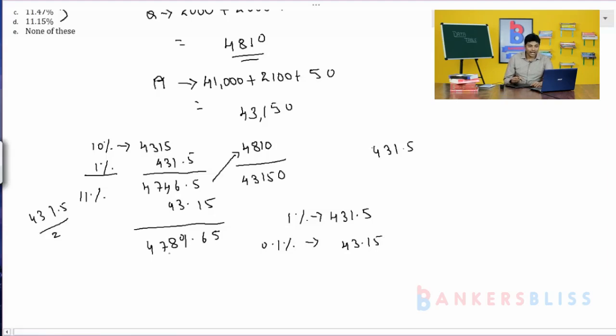4789 you got. Again you add 0.05%. 0.05% means by 2. So by 2 if you do, then 2 2s are 4, 2 6s are 12, 2 5s are 10, 2 7s are 14, 26.575 you got.